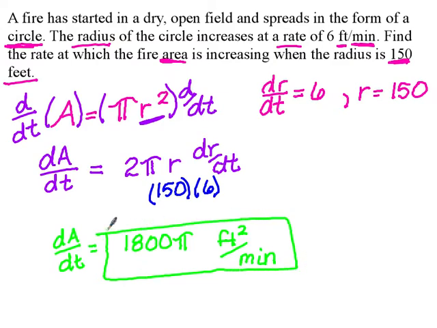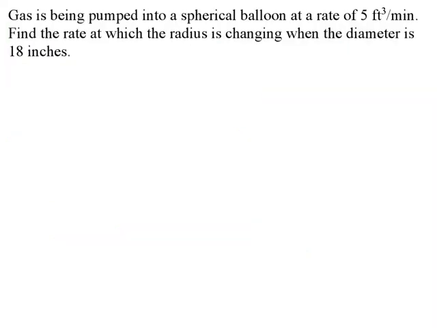Okay, so you could answer 1800 pi. You could also multiply that out, in which case it's going to be like 5,400, around there somewhere. Okay, so let's go ahead and look at the next question.